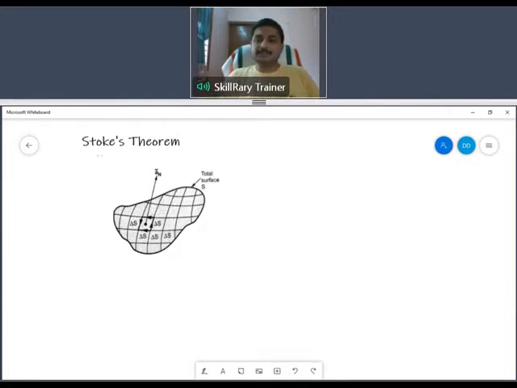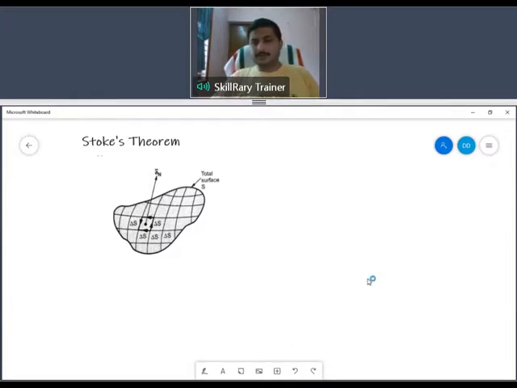Usually we say closed surface. We usually use the terminology closed surface. Now I am specific here. I am talking about open surface. So Stokes theorem, this is very important. If you make mistakes here, Stokes theorem can be applied only to an open surface. What is the difference?